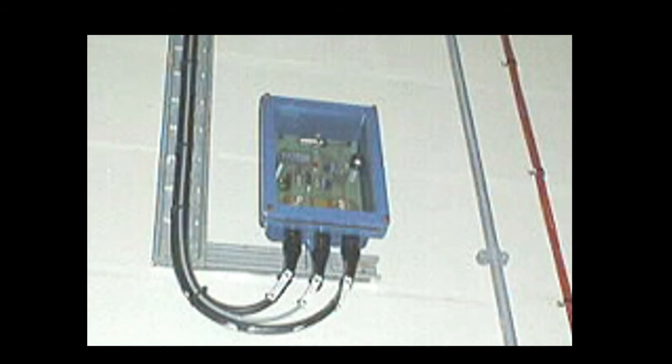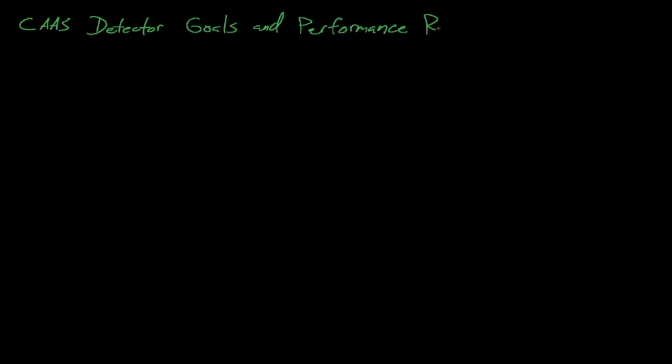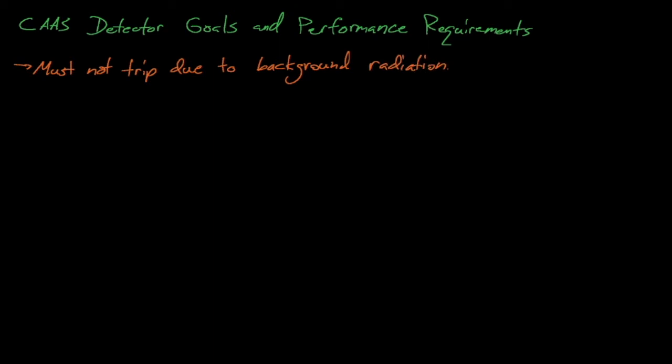So again, our goals and performance requirements for CAAS detectors include that the detectors should not trip erroneously. In fact, we should experience a false alarm less than once every 10 years. And we should also make sure that any background radiation or radiation from routine, normal fissile material operations does not trip the CAAS alarms.